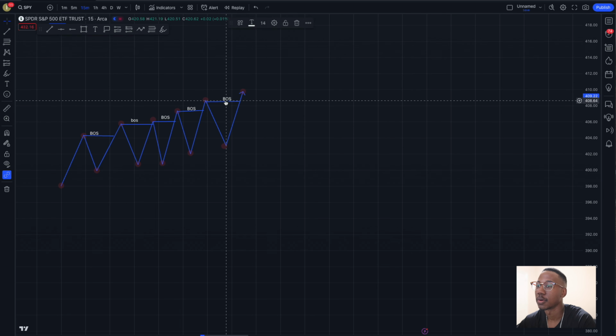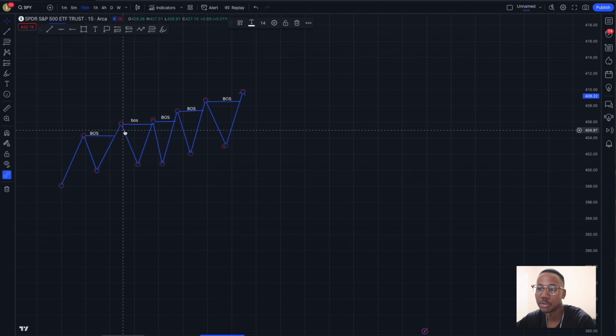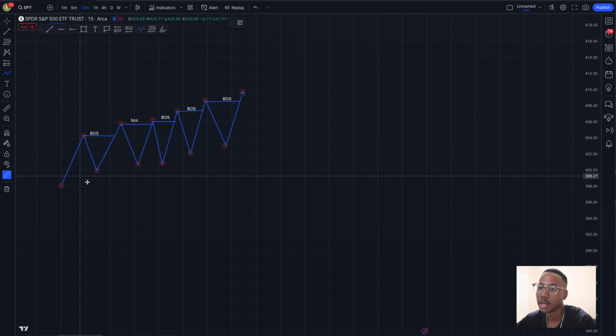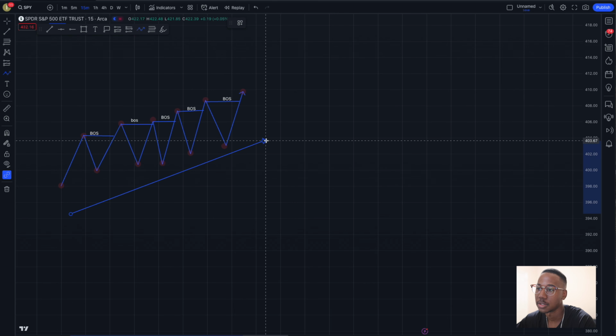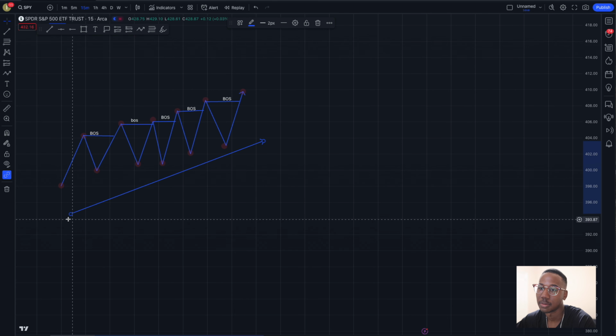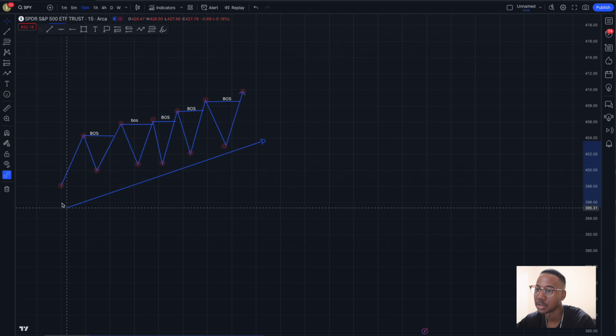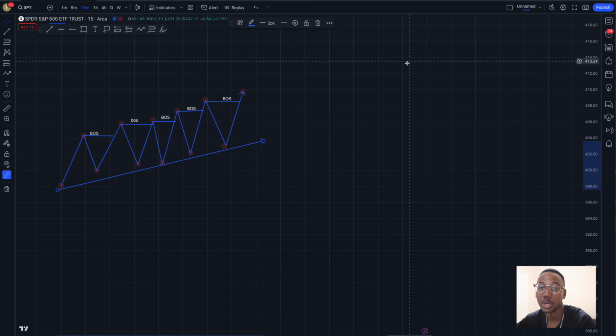All right, so right here, each time that is a break of structure. You'll notice after each structure break, which the first one is over here, it may go a little higher and then it's going to pull back and make a new low. And right here, just by kind of following this, you're able to see the trend. All right, so going off of these lows and these highs, you can see the trend is going upward.